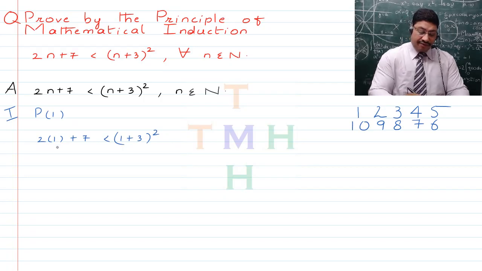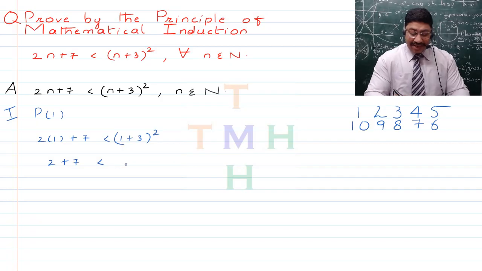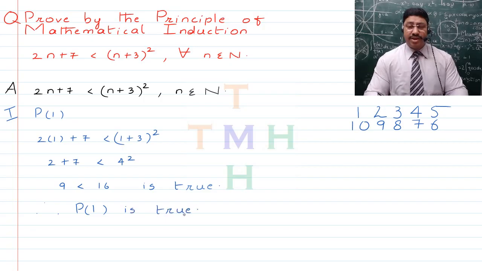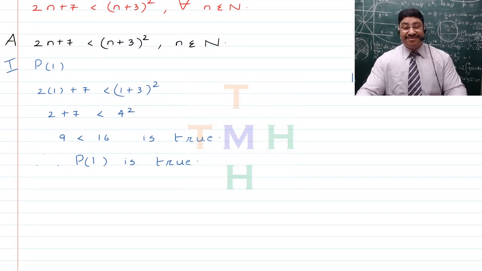So 2 ones are 2, to which 7 is added, and this should be less than 1 plus 3, which is 4 squared. Or in other words, we have 9, which is less than 16, and you know that this is true. As this is true, you can say that P1 is true. That means the statement P, when you put the value of the variable as 1, has come out to be true. So you heave a sigh of relief. The first step is done.